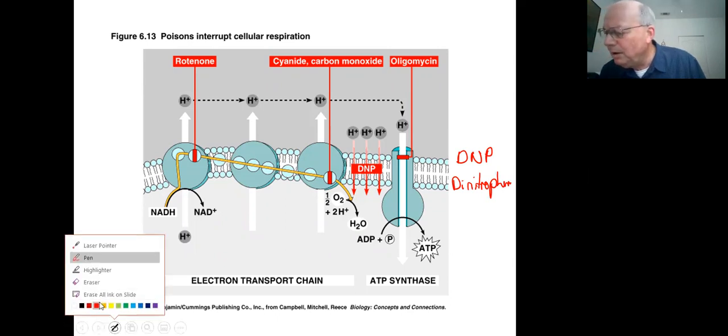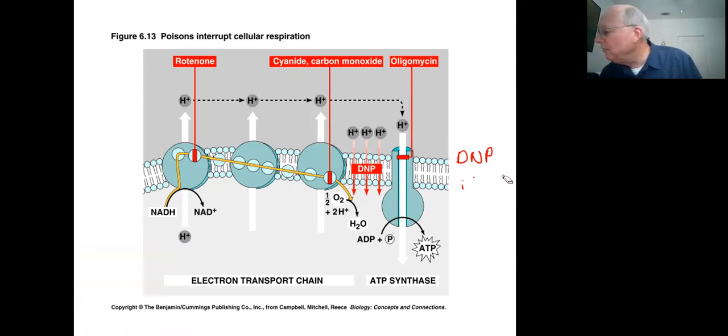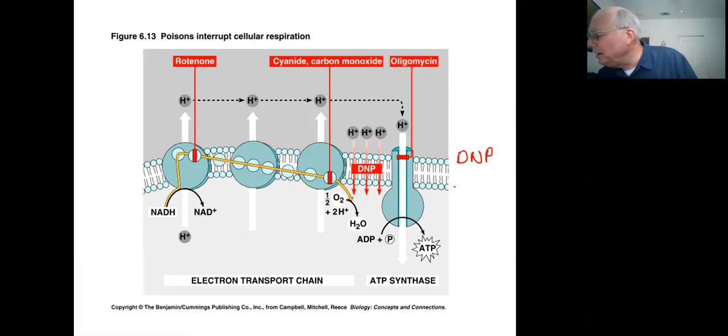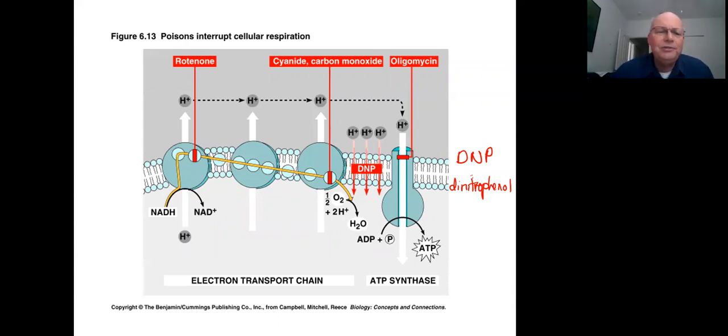I think I better write that a little bit smaller. Dinitrophenol is referred to as, I'll do it all lowercase, a hydrogen ion gradient uncoupler. And that's a big name, but what it basically means is that it provides an alternative pathway for the hydrogen ions to get across the membrane.